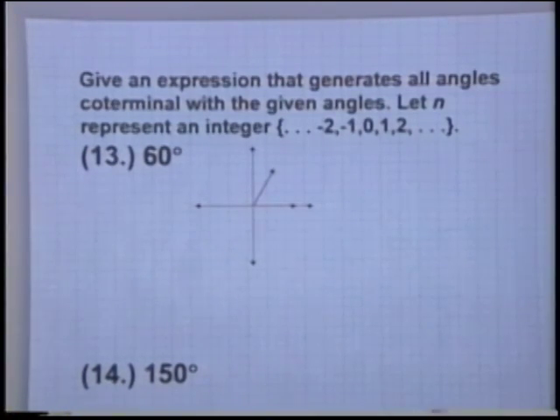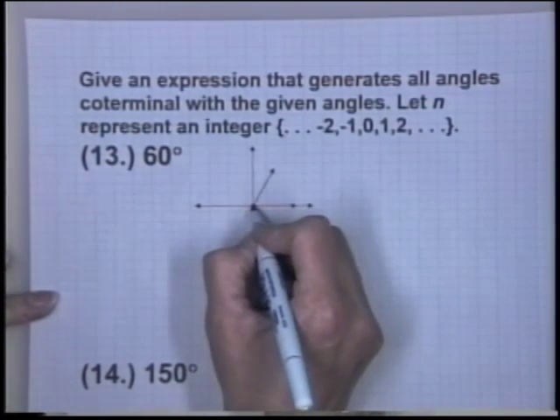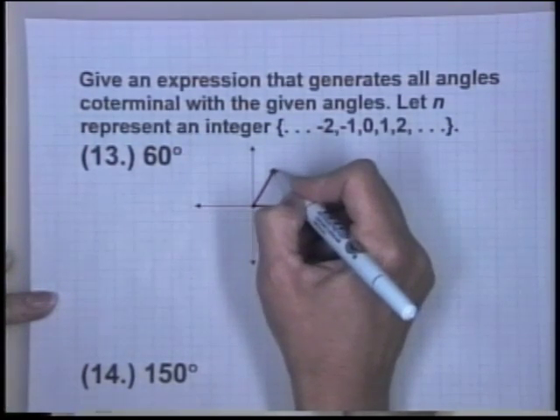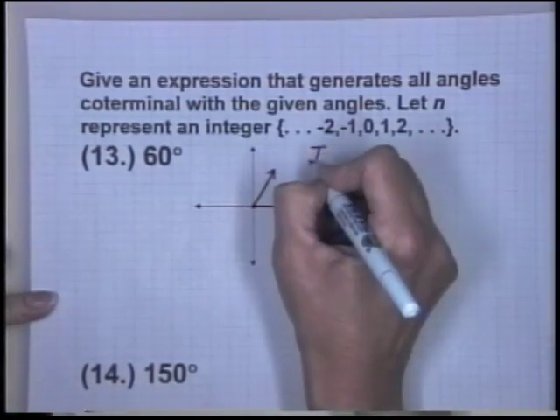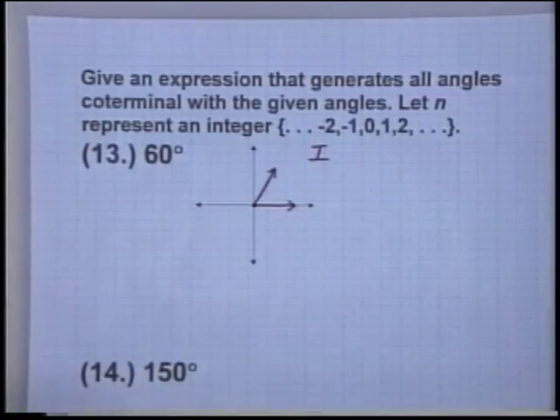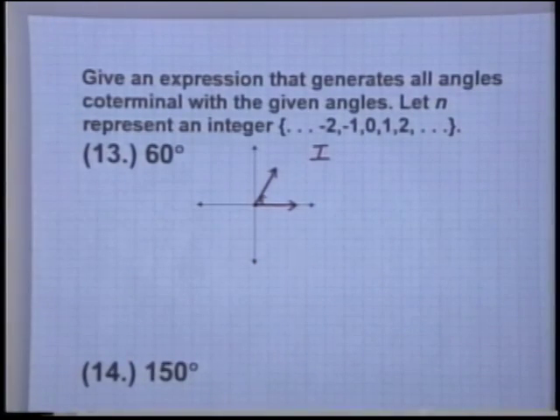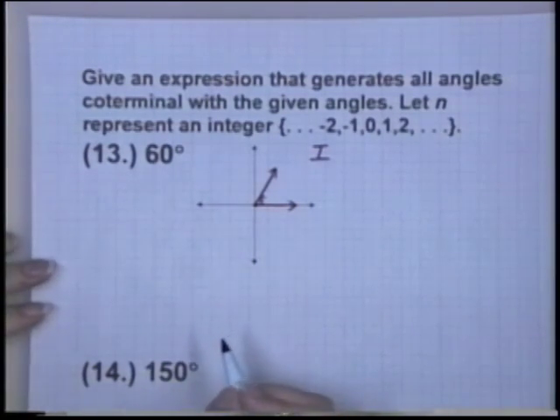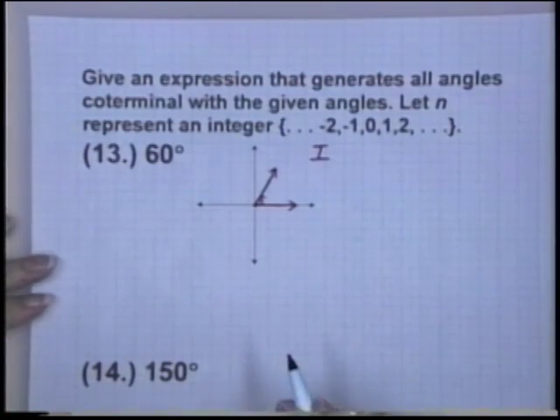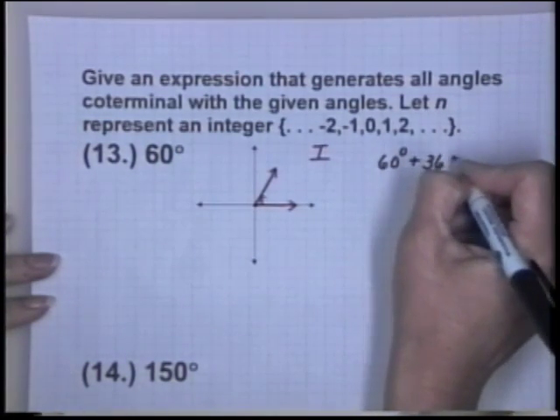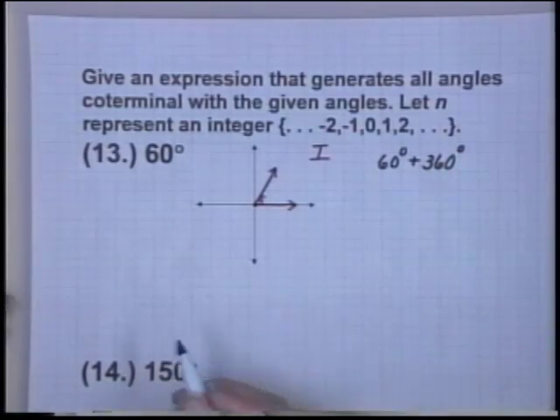For this angle that's 60 degrees, there's the initial side on the positive x-axis, there's the terminal side, and of course that's a quadrant 1 angle, and we have rotated it, the initial side, in a counterclockwise direction, 60 degrees. Now I think it's probably pretty obvious by now, if we wanted a positive angle coterminal with 60, we could add 360 degrees to it.